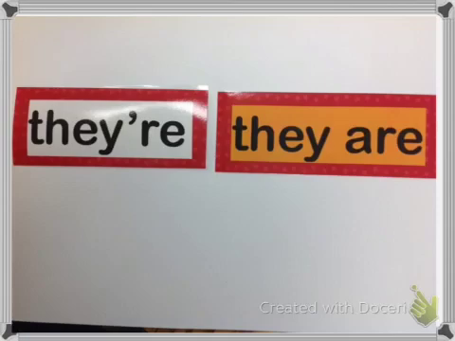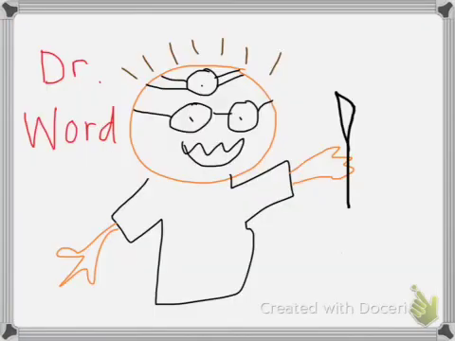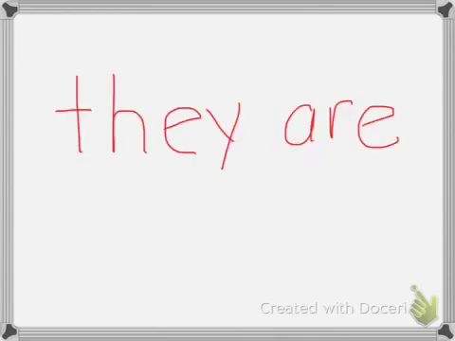Now I want to talk to you about the apostrophe in they're and how you know where to put the apostrophe. I have to introduce you to my friend. Here he is. Dr. Word. Now what Dr. Word does is he helps make contractions. Dr. Word performs surgery. When there are 2 words that want to be joined together, he performs the surgery.